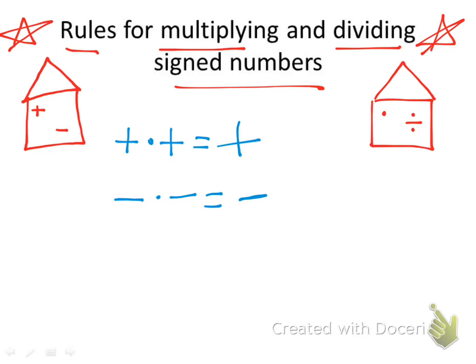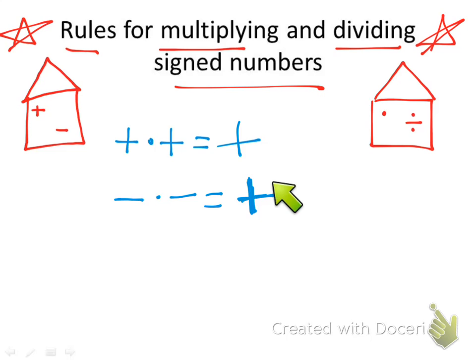Negative times a negative is? Positive. For a second, I thought I was in the adding and subtracting house. Whoops. Sorry. Let me take my shoes off and put them by the front door. A negative times a negative is a positive. Yesterday it was a negative, but we're not in the house anymore.